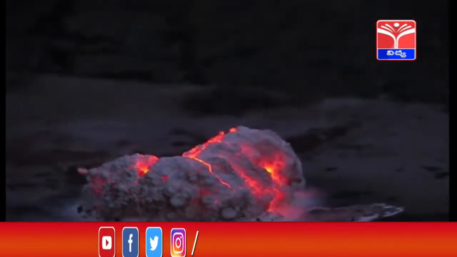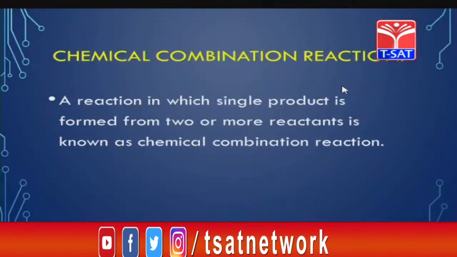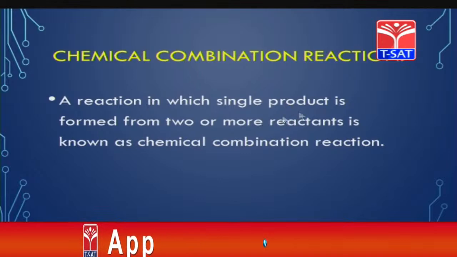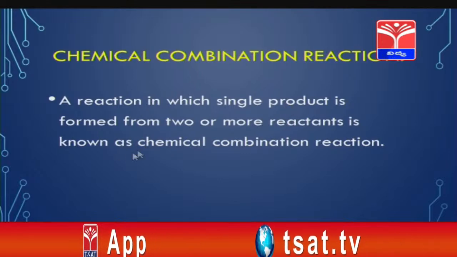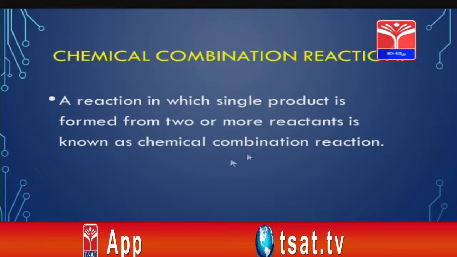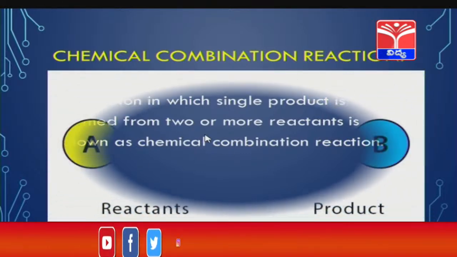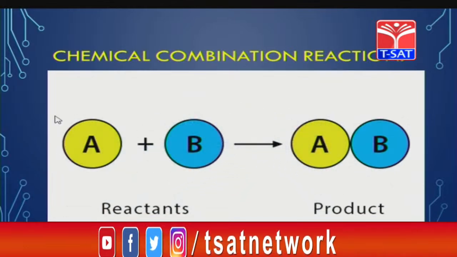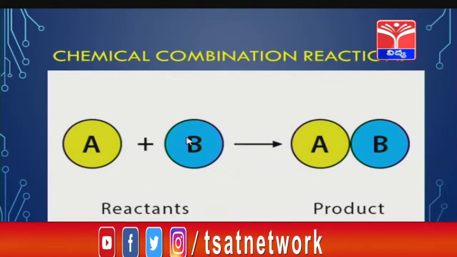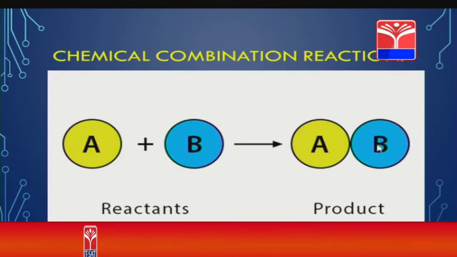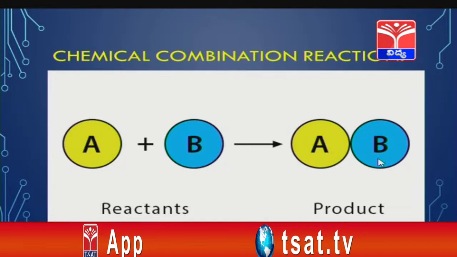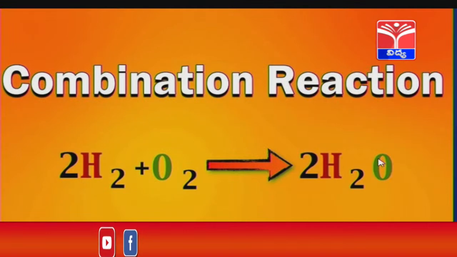So, a chemical combination reaction can be defined as a reaction in which a single product is formed from two or more reactants, and this type of chemical reaction is called a chemical combination reaction. Now, let us see it in the form of a picture. A plus B are the two reactants. When they combine with each other, we get a new product AB, one single product. So, this reaction is called a chemical combination reaction.